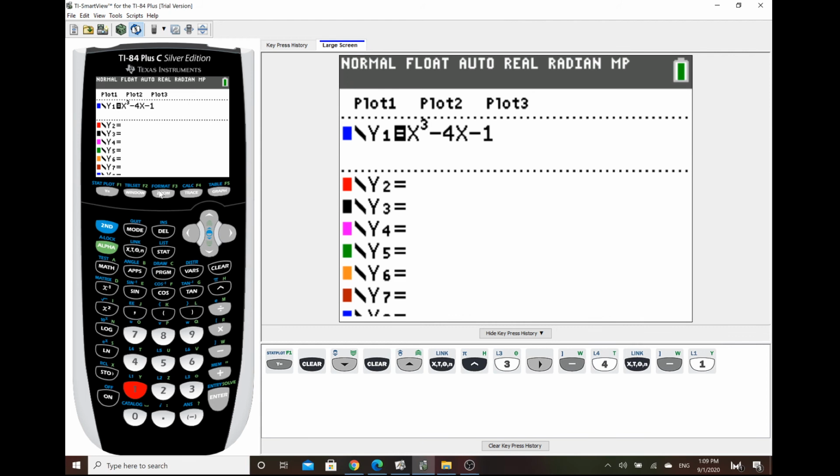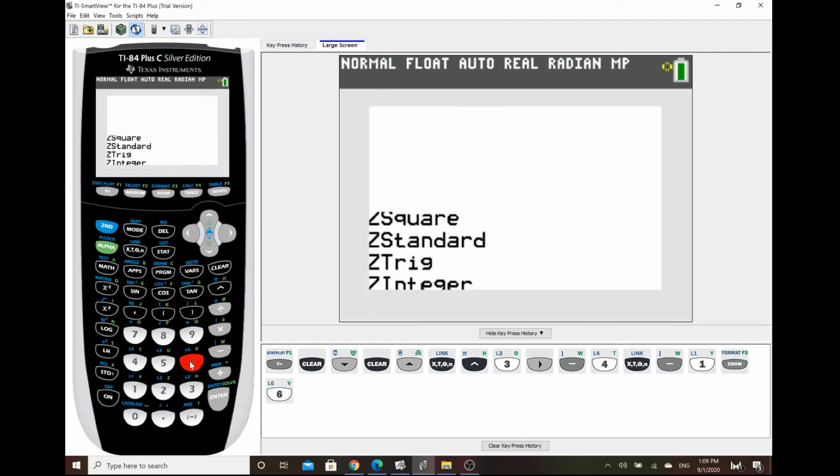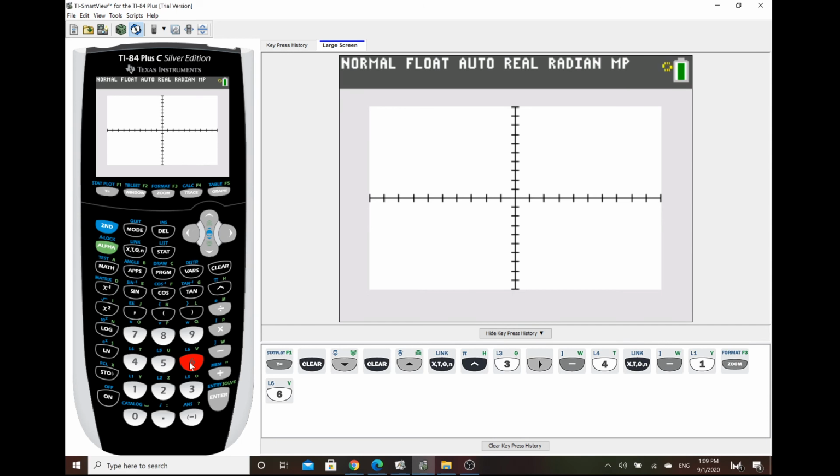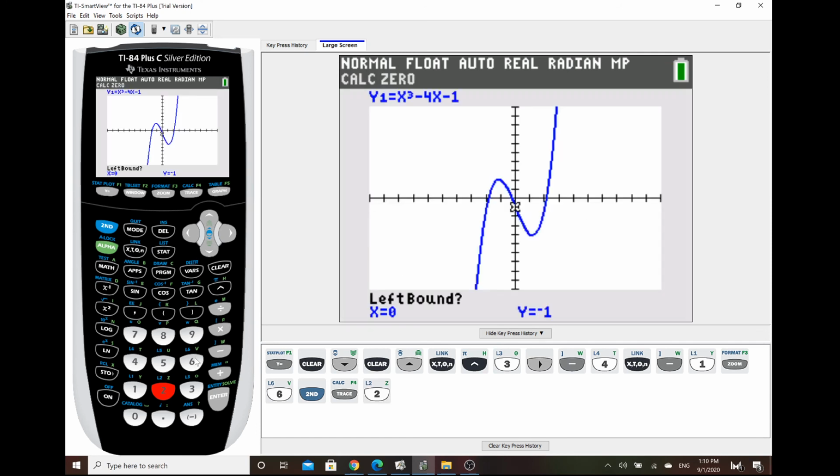So you want to go back to the normal setting for the window. Again, Zoom 6 or ZStandard. Now for Desmos, you can just click the x-intercept, but for this one, you want to go to second, trace, and then zero. Okay, so choose number 2, zero.